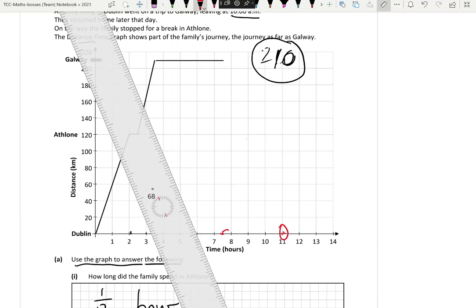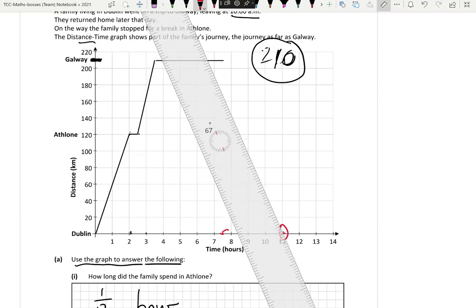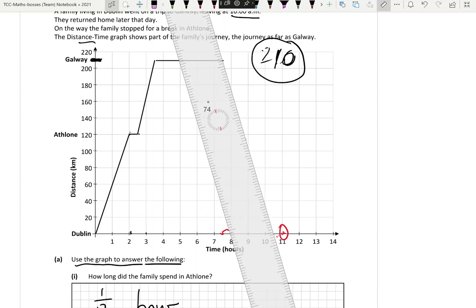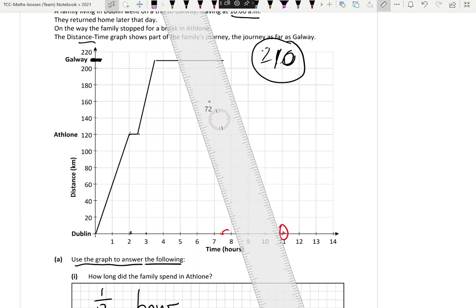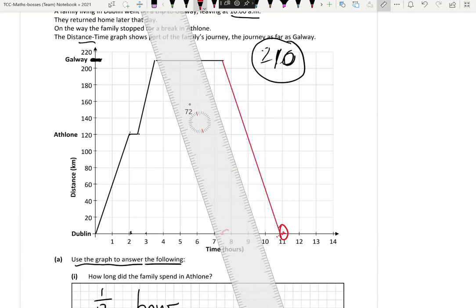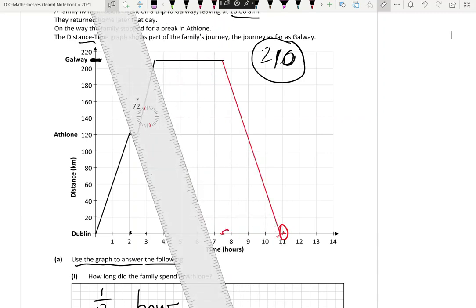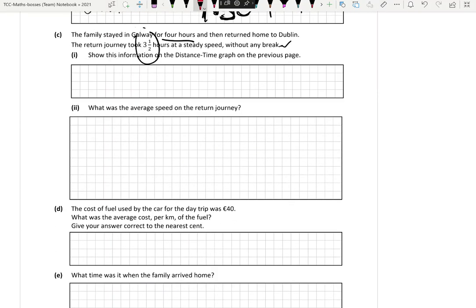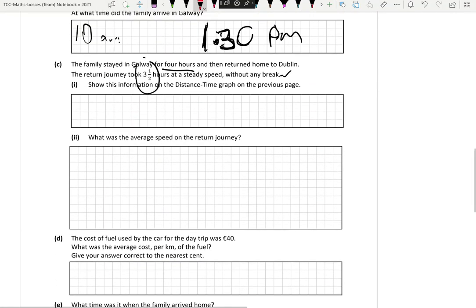And I'm joining that up. Like so. And you'll do a much better job with pen and paper probably than I'm doing here with the technology. Okay, and it's ending at 11. Yeah? Okay? So we get rid of our ruler. Show this information on a distance time graph. Previous page. Done.